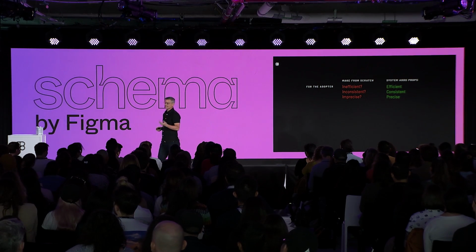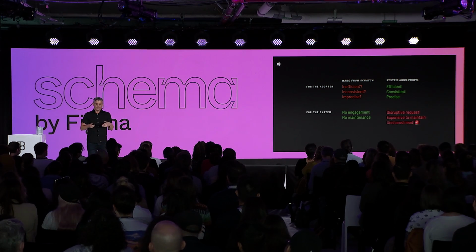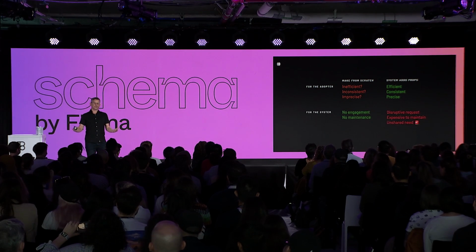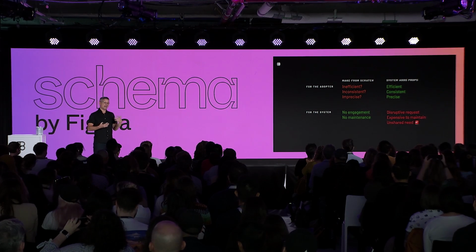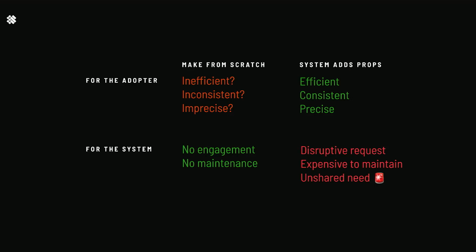But then as a design system team, you're thinking to yourself, well, if they make it from scratch, that's a smoother process, right? But if they're going to ask us to do it, it's going to be disruptive. We're going to have to maintain something that's more expensive. It's an unshared need. Keep those unshared needs out of your core library.